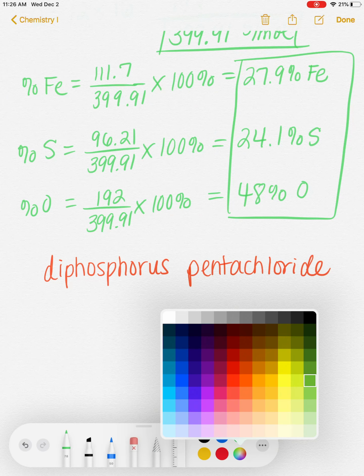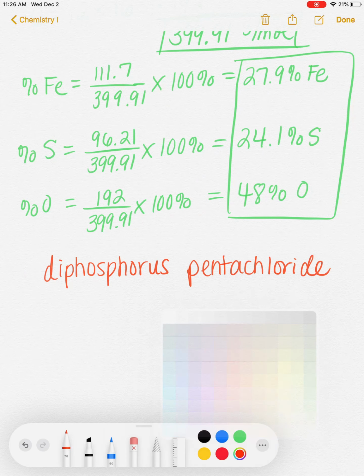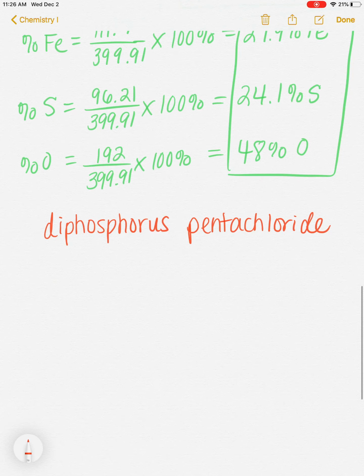All right, our third and final example of today's lecture is for us to find the molar mass and percent composition of diphosphorus pentachloride. Don't let these prefixes fool you. Type 3s are very easy. Di means 2. Phosphorus is P, so P2. Penta means 5. Chloride is with chlorine, so it's P2Cl5.